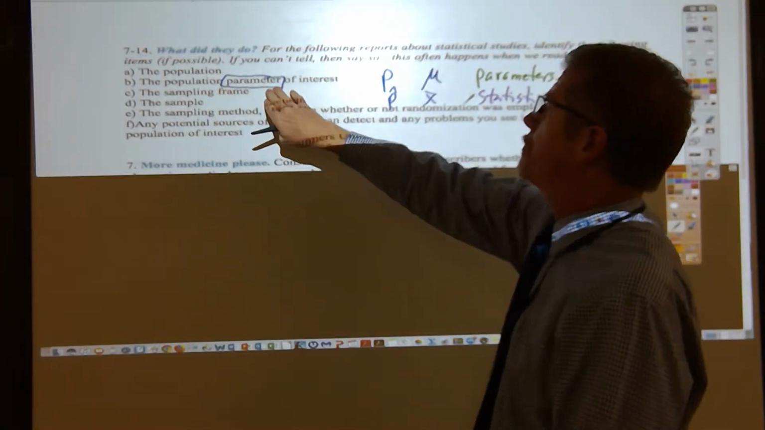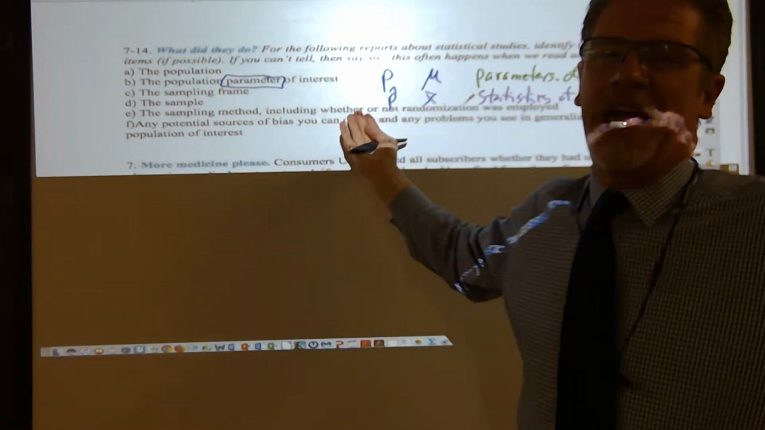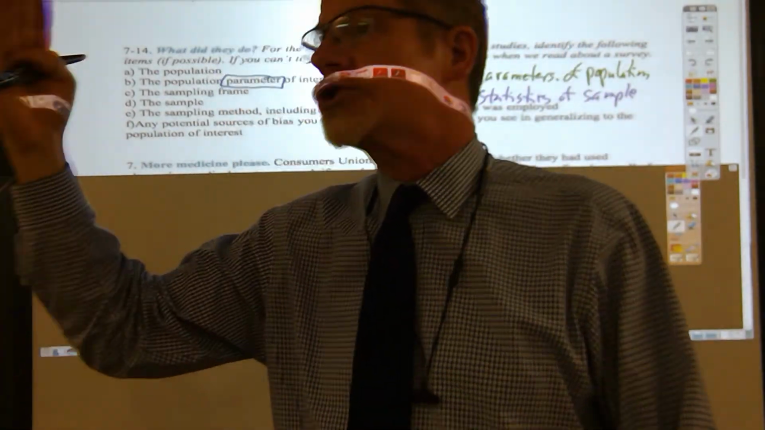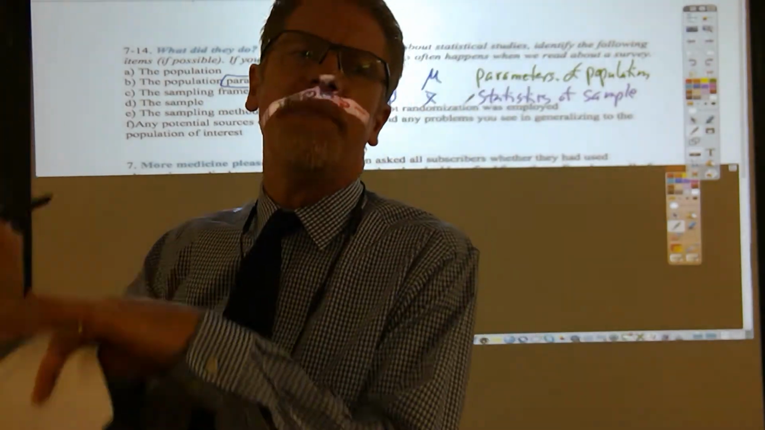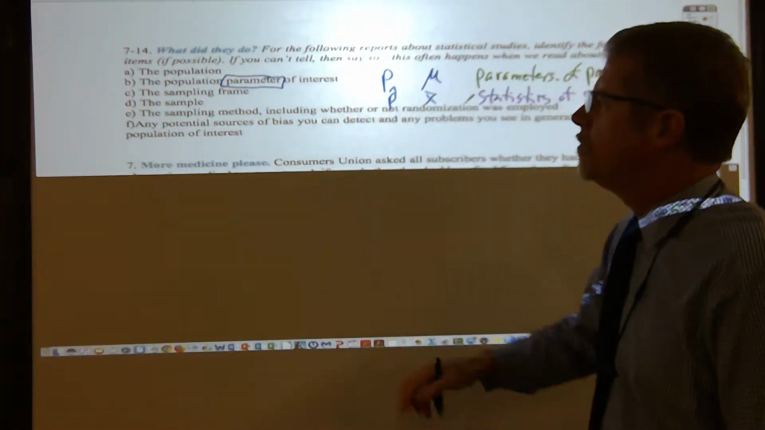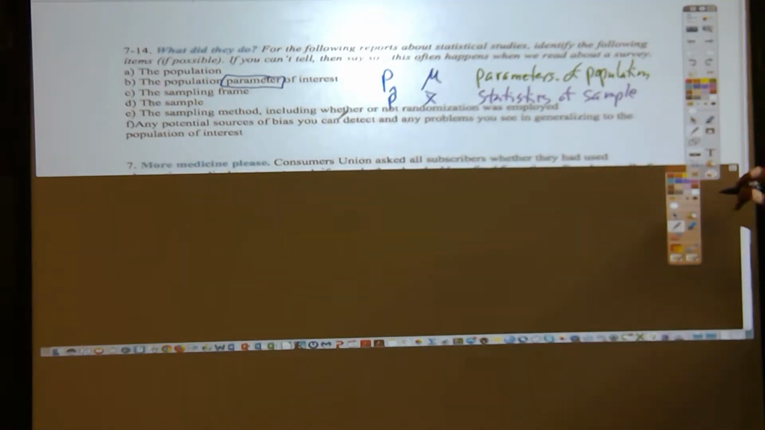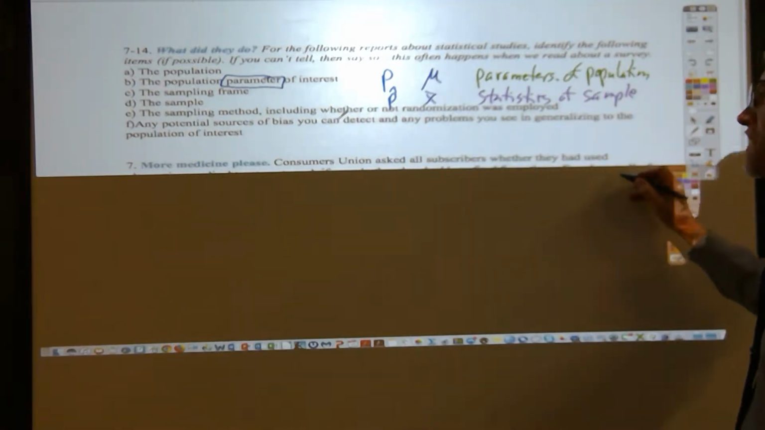So, what is the population? What's the population parameter? It'll be either P or mu, okay? So that's always a two-part multiple choice question. Which is it? The proportion of something in the population or the mean of something in the population? What's a sampling frame? What's a sample? What's a sampling method, including whether or not randomization was employed, and what are potential sources of bias?